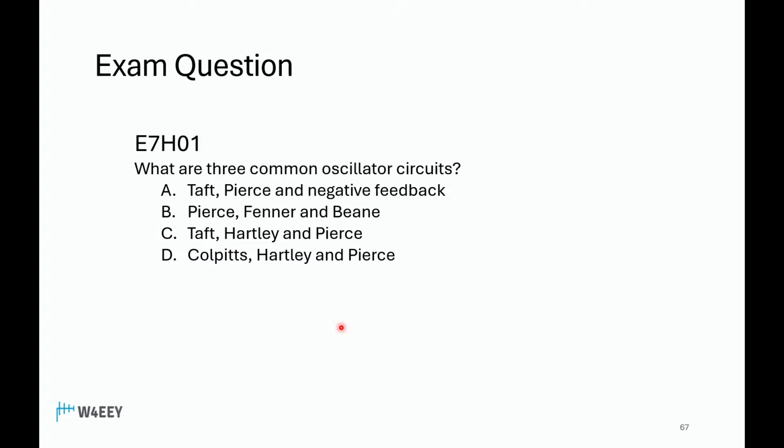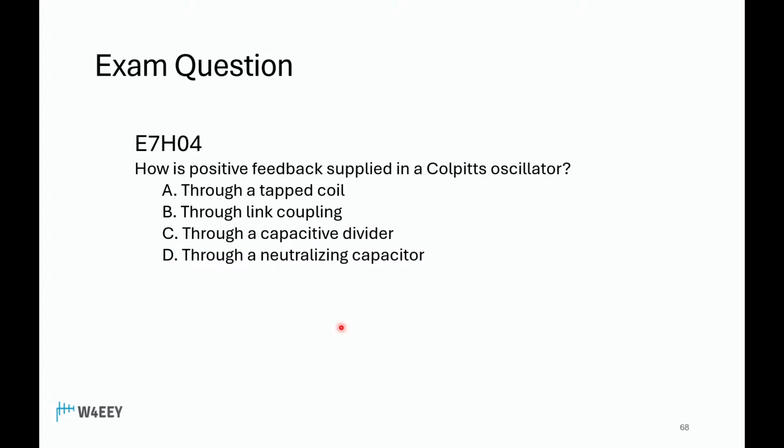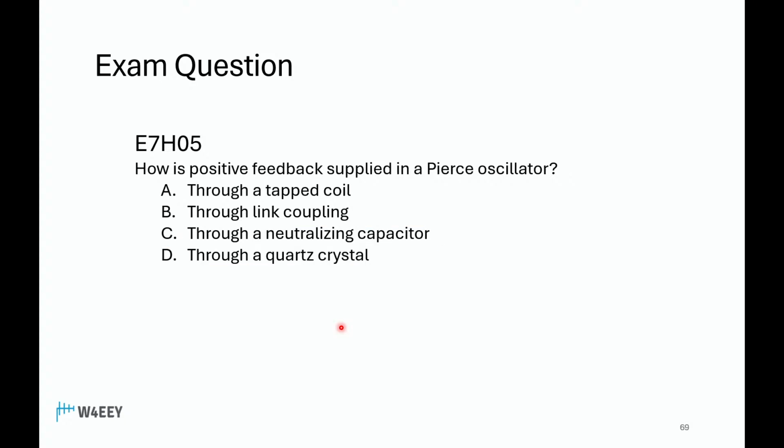Three types of common oscillator circuits. Delta. Colpitts, Hartley, and Pierce. How is positive feedback supplied in a Colpitts oscillator? Charlie, through a capacitive divider, Colpitts. How is positive feedback supplied in a Pierce oscillator? Delta. Through a quartz crystal, right? A broken piece of quartz can cut you.